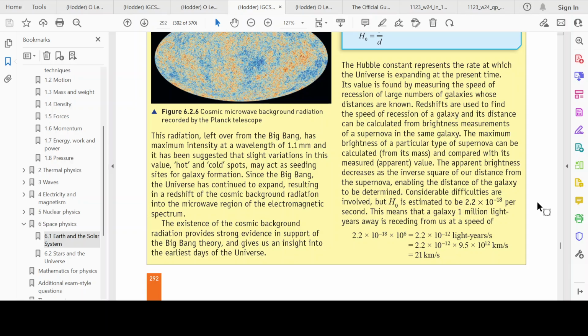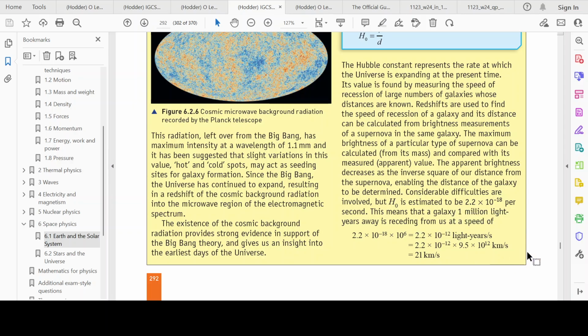So what does that mean for us? They give an example. This means that a galaxy 1 million light years away, how far is it moving away from us? V equals H naught times d. So d is 1 million, so that's 1 times 10 to the power 6. And Hubble's constant gives you 2.2 times 10 to the power minus 12 light years per second. That is how fast it is moving away from us.